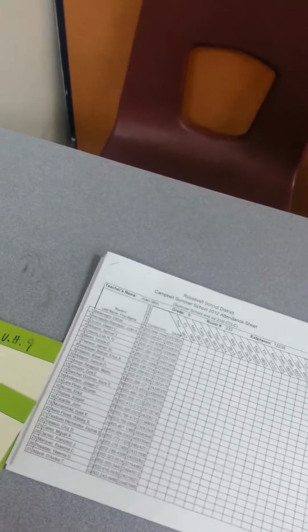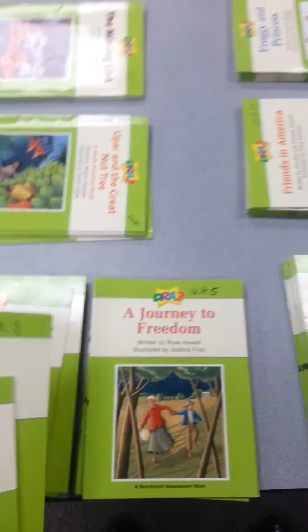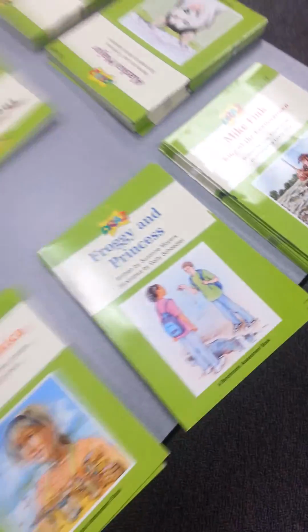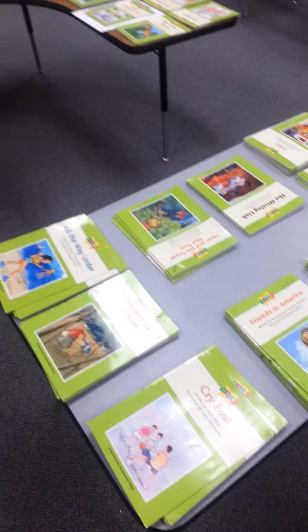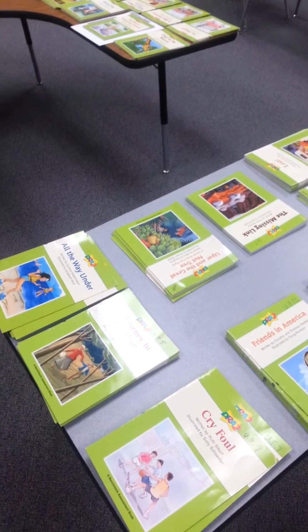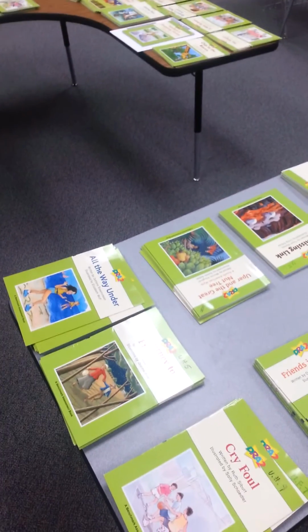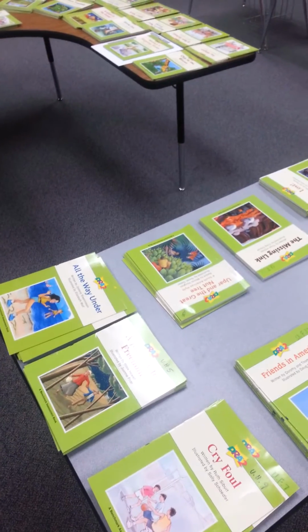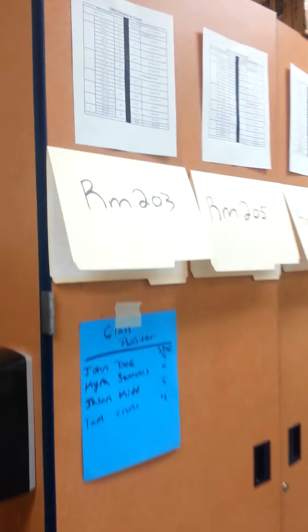Upon placing those back in the observation folders and the reusable crate, we will take our books and put them back in the appropriate piles: All the Way Under, Cry Foul, and Froggy and Princess. After we've returned all of our books, we have successfully completed a DRA administration to one student. Now that we're done with this, we can start back from square one, which means we'd head right back over to the folder and repeat the process.